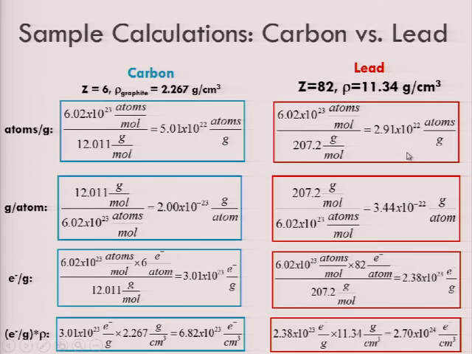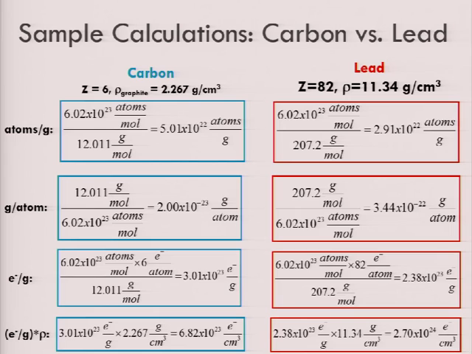And so even though it's a larger, heavier isotope, the atoms per gram is actually lower. And then if I look at grams per atom, you see the opposite effect. And then electrons per gram, which is particularly important, you notice they're really not all that different between these two materials. So one is 3.01 times 10 to the 23rd, and the other is 2.38. So despite their huge difference in Z and density, there's just not that much difference in the number of electrons per gram. And then if we multiply by the densities, then we see a bigger effect, right?